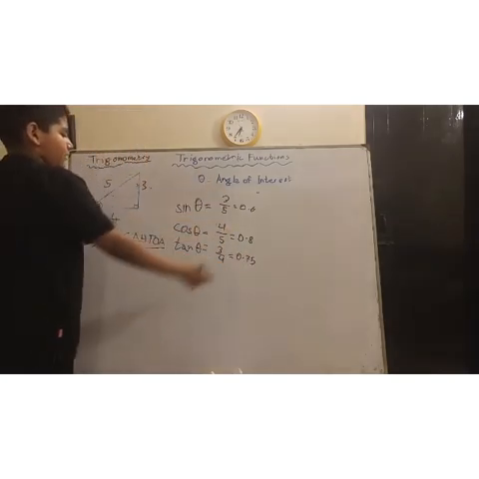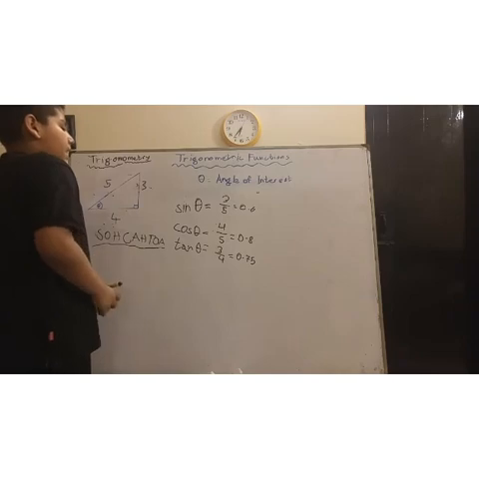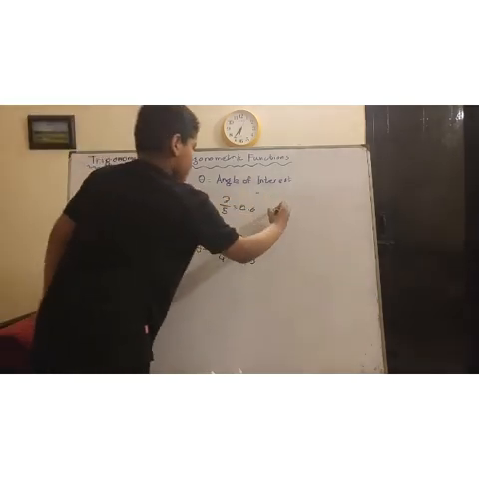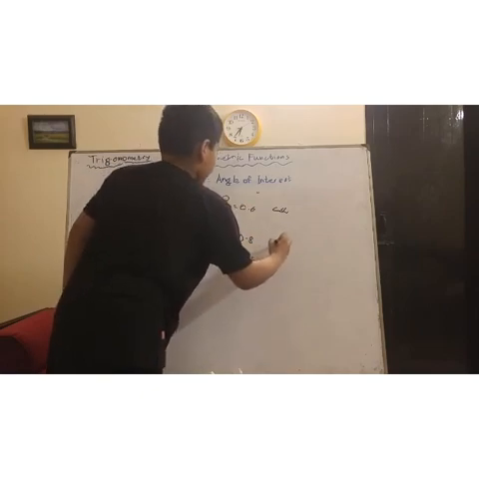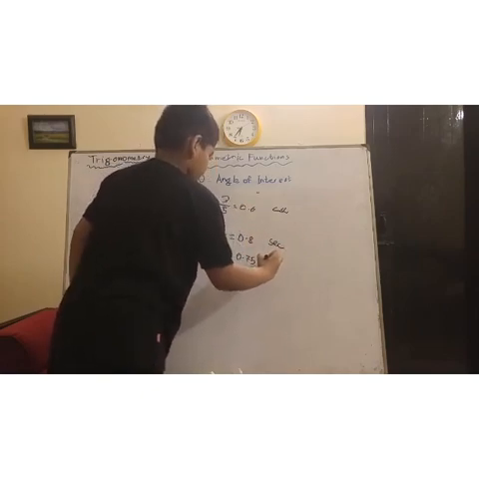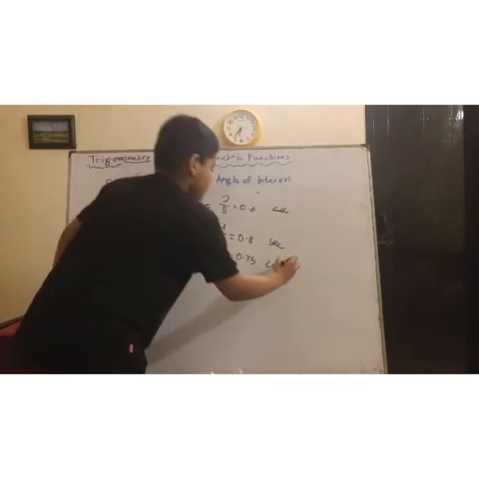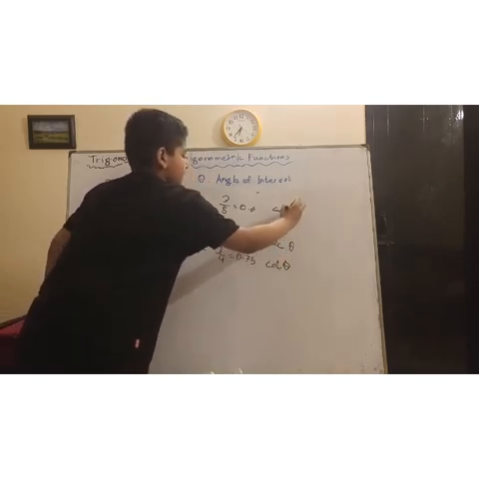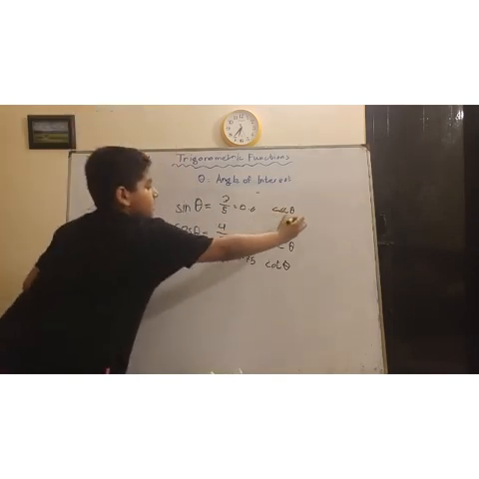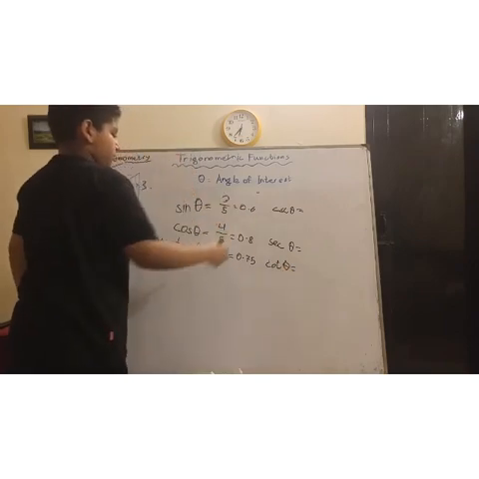Some mouthful of fractions. Now let's learn about the reciprocals of these functions. Cosecant is the reciprocal of sine, secant is the reciprocal of cosine, and cotangent is the reciprocal of tangent. Let's give theta, theta, and theta. And now let me give this.